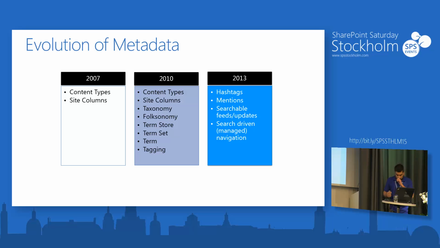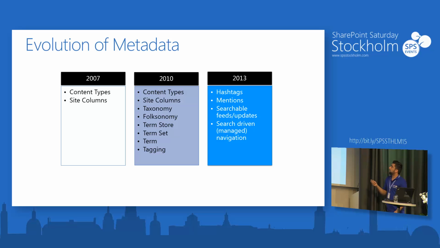Let's talk about the evolution here. How did metadata evolve in the SharePoint product itself? We had the 2007 version, where Microsoft introduced content types and site columns. That was the beginning of setting up the bars for managed metadata. Then in 2010, managed metadata was introduced in the form of taxonomy, folksonomy, term store, term sets, terms, and tagging.